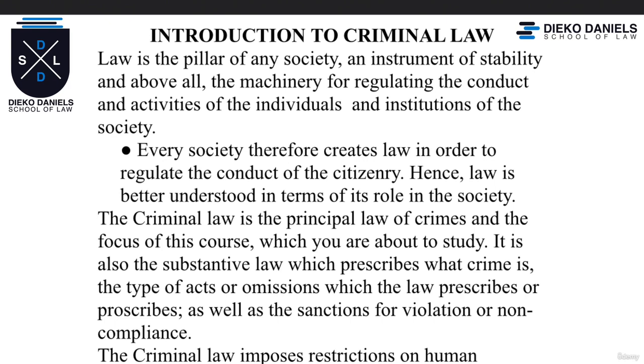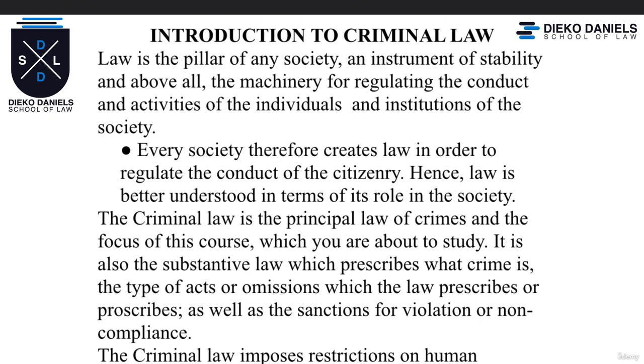Today's topic borders primarily on the introduction to criminal law, and so I will go through my notes. Law is the pillar of any society, an instrument of stability, and above all, the machinery for regulating the conduct and activities of the individuals and institutions of the society. Every society, therefore, creates law in order to regulate the conduct of citizenry. Hence, law is better understood in terms of its role in the society.